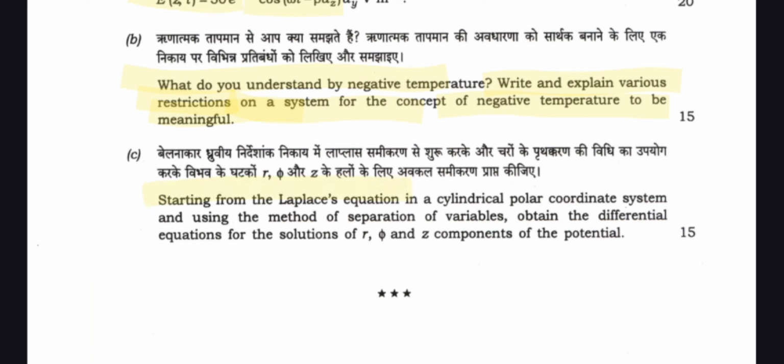Starting from the Laplace equation in a cylindrical polar coordinate system and using the method of separation of variables, obtain the differential equations for the solution of the r, theta, z components of the potential. So these are the two types, cylindrical and spherical. So this is proved as cylindrical.